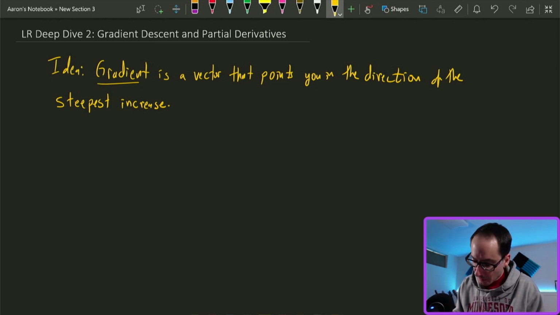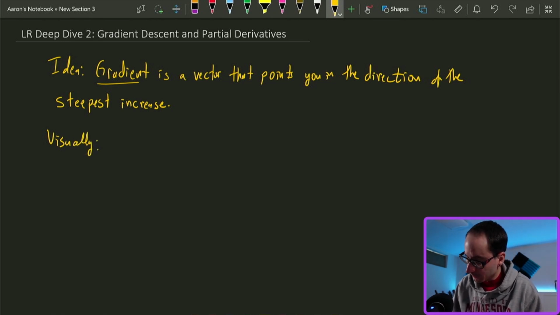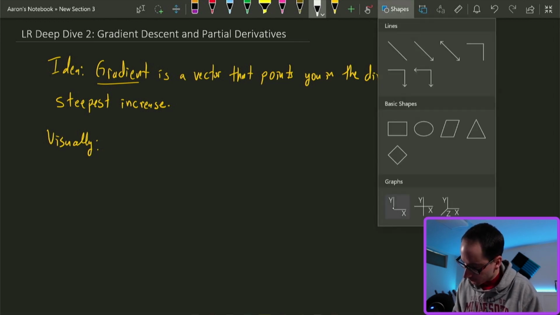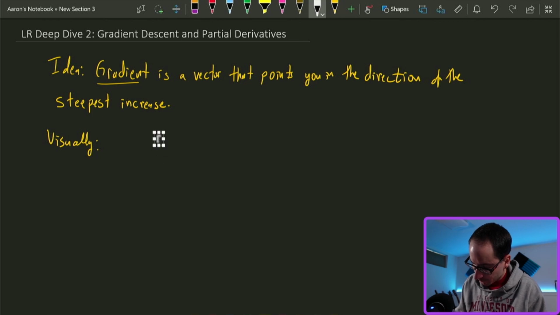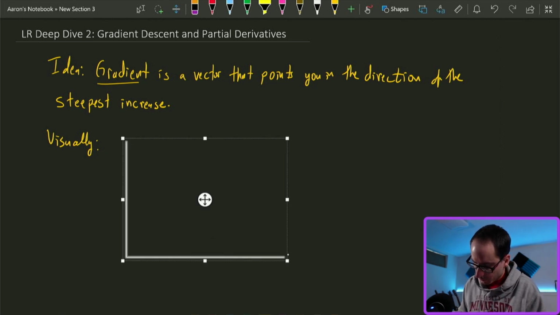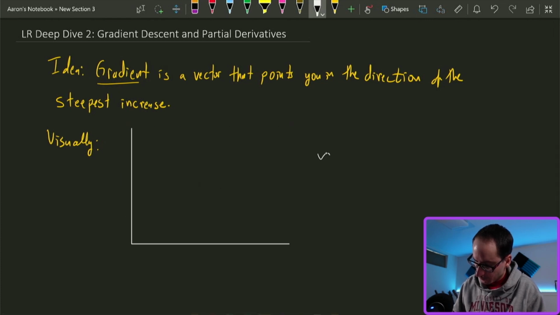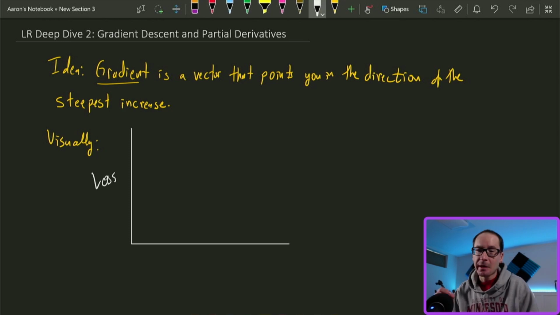So I like to do a little bit of a visual idea. Visually, we can hopefully help make this make some sense. Let me go ahead and put down a little axis here. Let's try that again. Okay, perfect. Looks good.